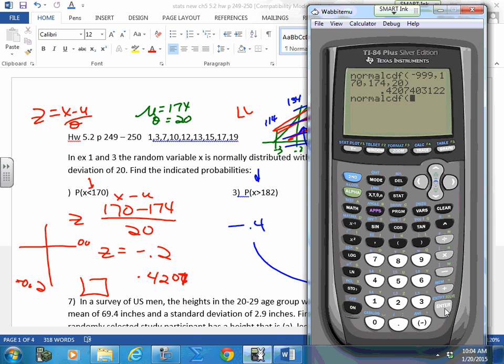So if you want to do this, use your 182. That's your lower limit. Your upper limit, 999. Your mean, 174. Your standard deviation. Okay? And again, you have to go for decimal places. There's your 0.3446. My lower is negative 999 and my upper is 182, and then I subtracted from 1, I got that. You had to subtract from 1, but because you're on the wrong side, you shaded to the left, not to the right. But I want you to make sure you follow your shading.